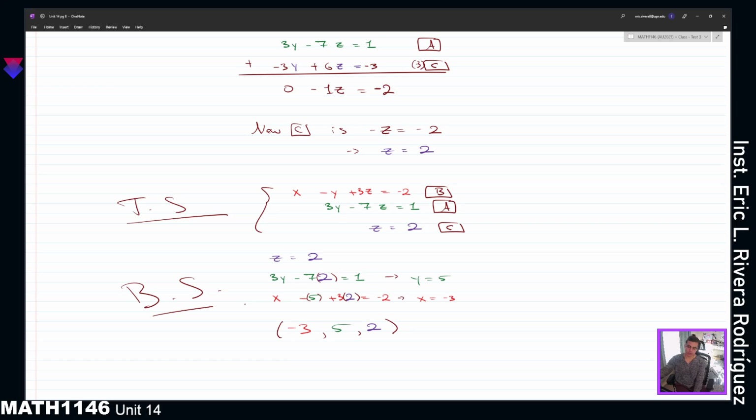I solve for the unknown variable there. Now I have two variable values, and then I use those values in the third equation, which has the three unknown variables. And once I substitute the value for y and z, now I can solve for x, and there is the solution.